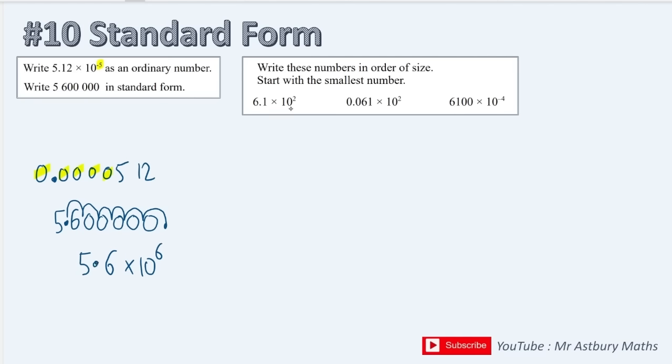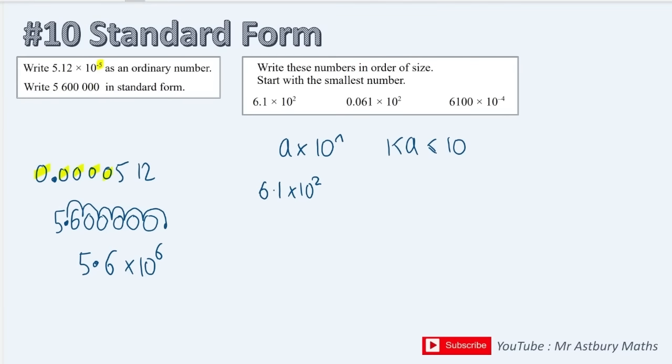Next question. I need to have my numbers all in standard form, then I can compare them. So standard form is a number A times 10 to the power N, where A has to be between 1 and 10. Now the first one is perfect. 6.1 is between 1 and 10. That's great.